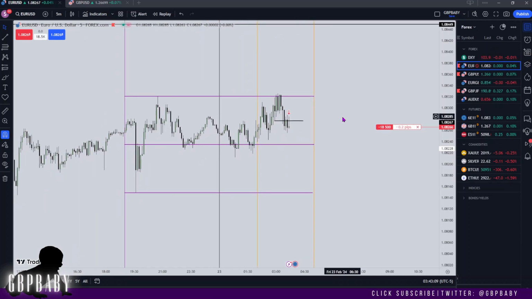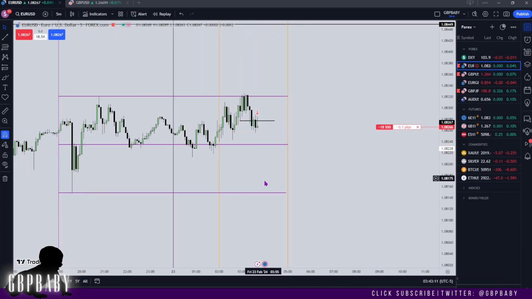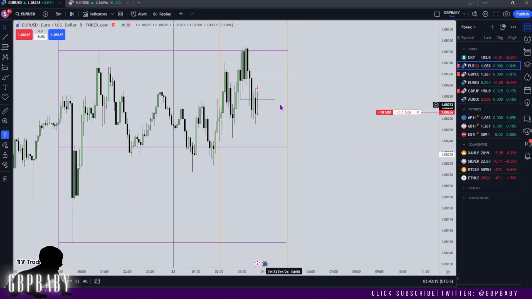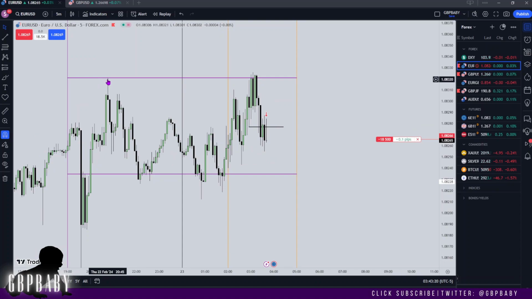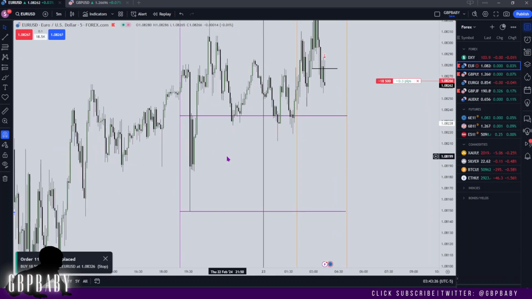So you'll see we're just in the London session right now. I'm expecting to run lower on euro because we have high impact news at 4 a.m. and you'll see we've just taken out the Asia high. I've just gone short, positioning my stop loss just above here, and I want to see obviously the Asia low get targeted.